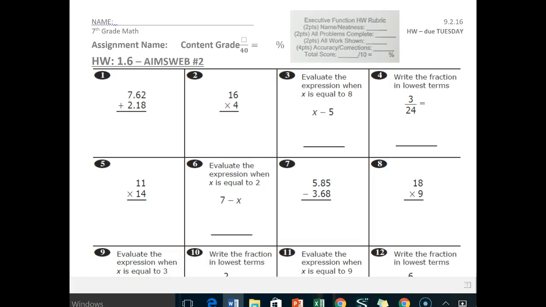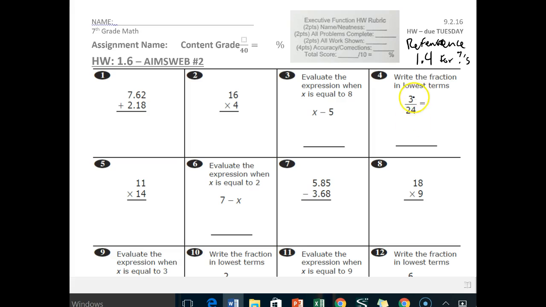So today I'm going to help you out with homework 1.6, AIMSweb number 2. I'm only going to do a couple of the problems because you have the video from 1.4 that does all the problems. This AIMSweb is very similar. It just has different numbers. So I want you to write this down. Reference. Oops, just misspelled that. 1.4 for questions.